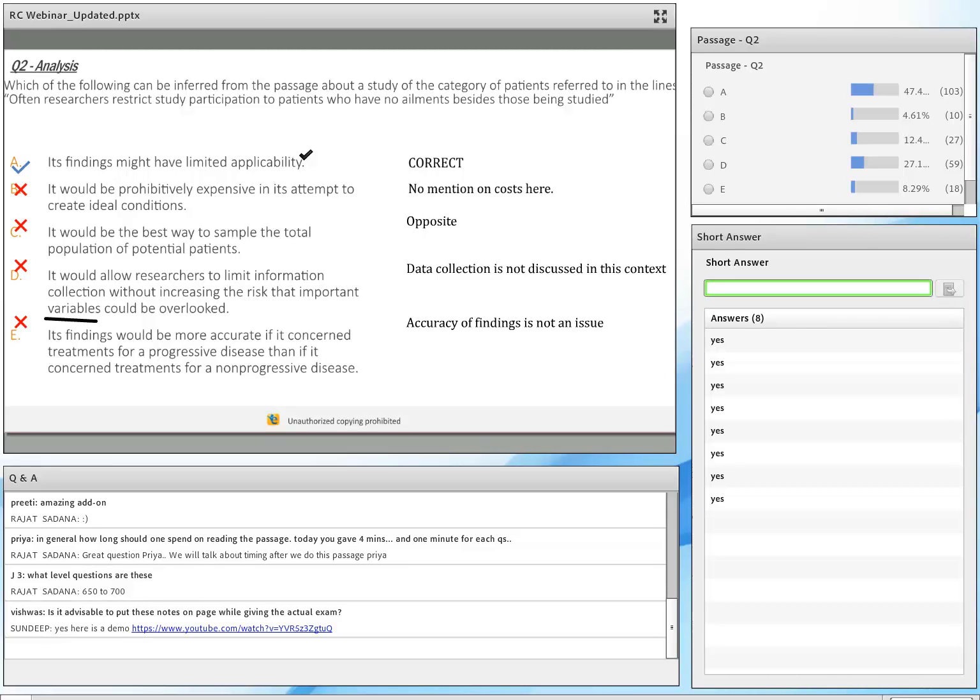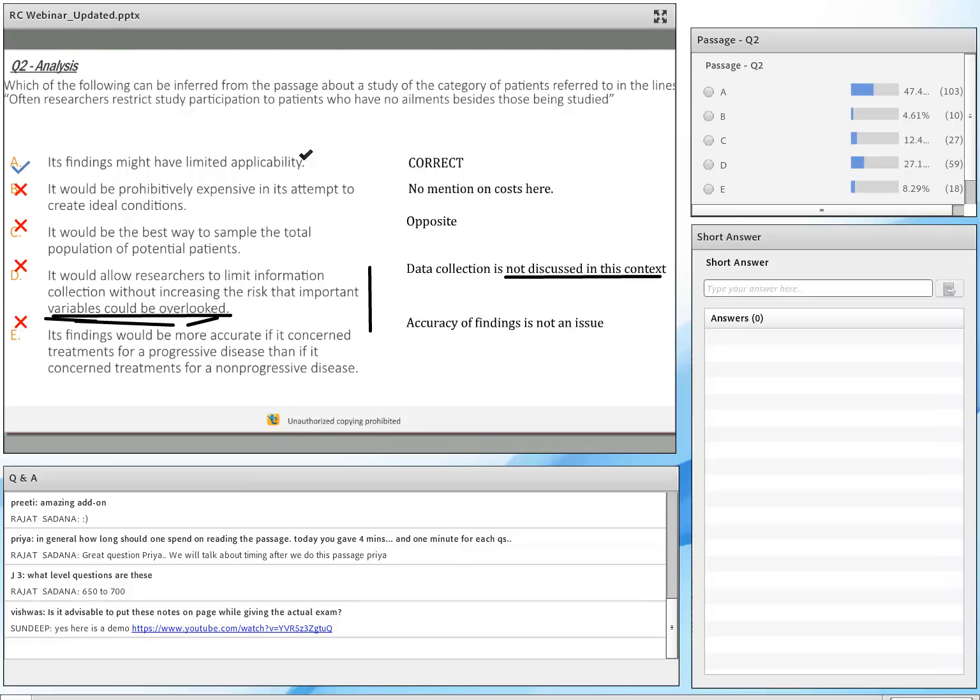All right, everyone's clear on this one? Let me get a yes no poll over here. Can I repeat why choice D is wrong? In this context, we are not talking about data collection or overlooking important variables. That's discussed in the case of making a trial simpler, not on who to choose in the trial, but on the number of variables. So if this choice is made by people who confuse paragraph 1 and paragraph 2, they are two different proposals.